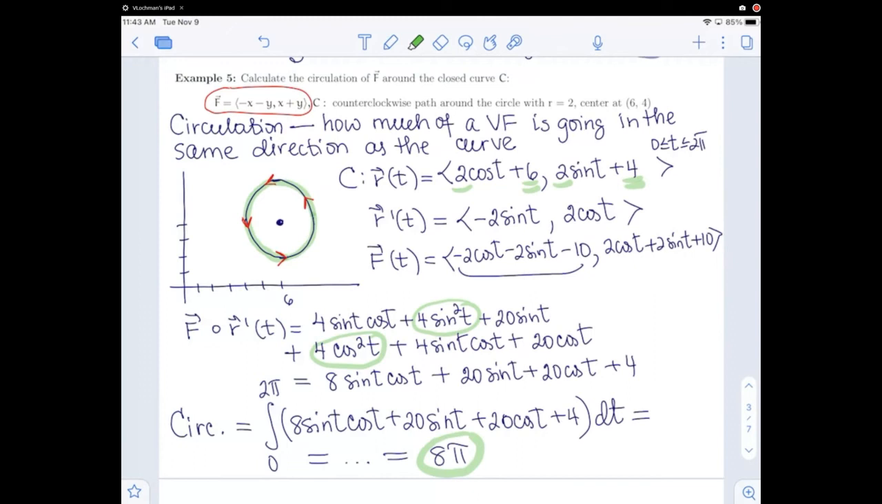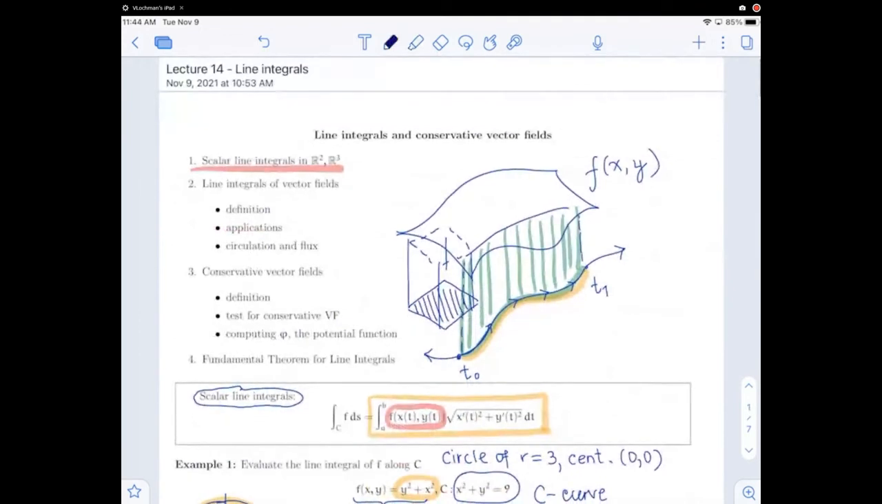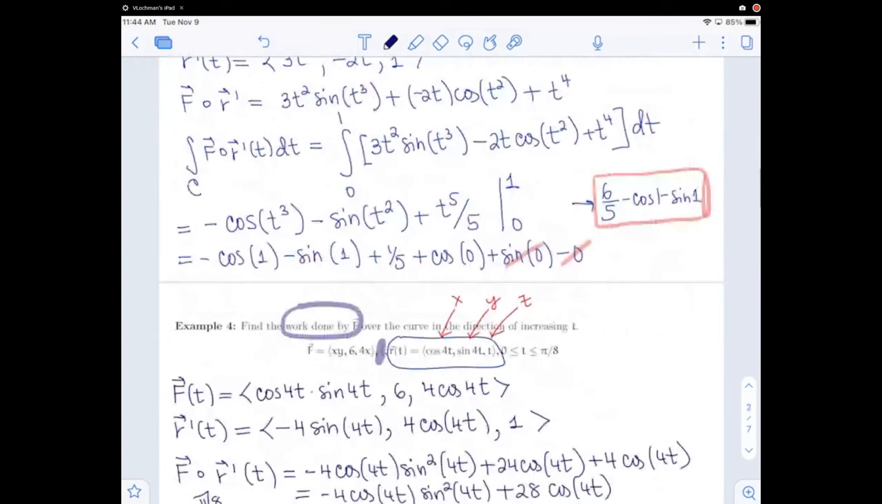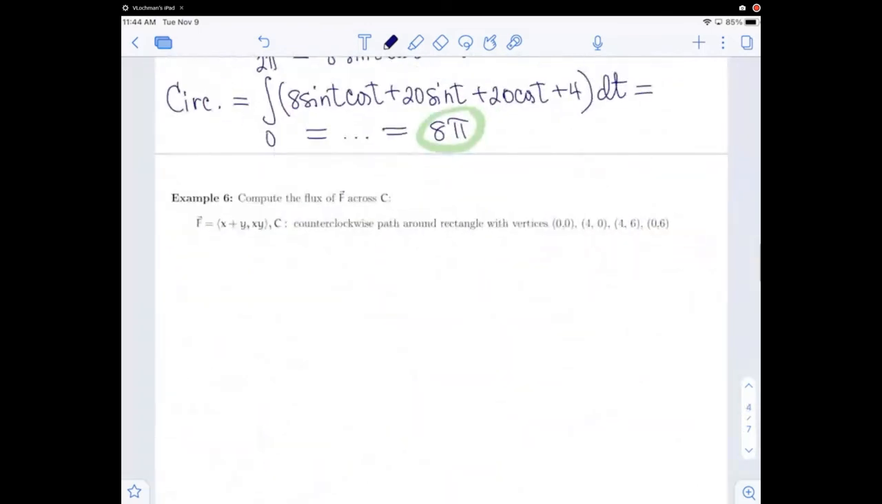So let me go back up here to see where we are. For line integrals of vector fields, we know what our definition is. We looked at work done. We've done the circulation part, and now we're going to talk about flux. Some of you who are taking physics are familiar with this concept: computing the flux of F across C.